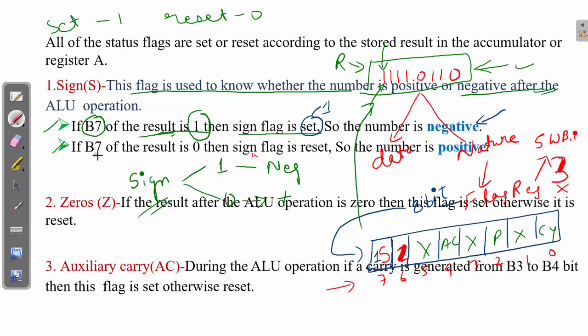And the reverse is this: if B7 of the result is 0, then the sign flag is reset. Reset means 0, so you will find 0 present here. Now is this part clear to everyone? Yes. Okay.